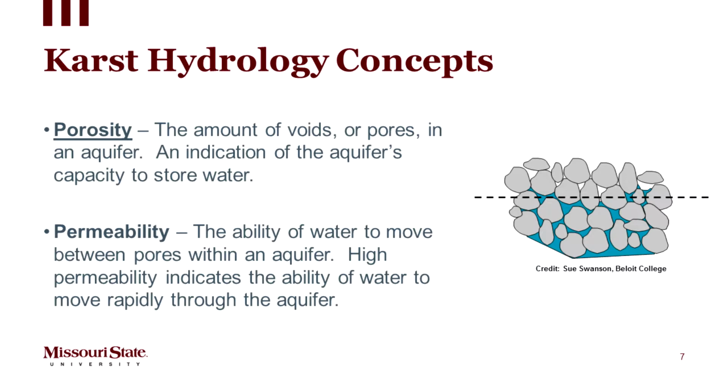Permeability is the ability of water to move between pores within an aquifer. So this is essentially a measure of how well connected pores are. Some bedrocks or aquifers may have very high porosity, but the pore spaces may not be physically connected, or at least not all that well connected. And that means they can store water, but water can't move from one pore to the next, which means you can't get water out of that aquifer very easily. So high permeability indicates the ability of water to move rapidly through an aquifer. We're going to come back to this idea throughout the discussion today.